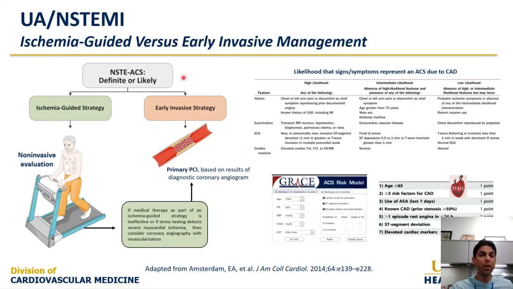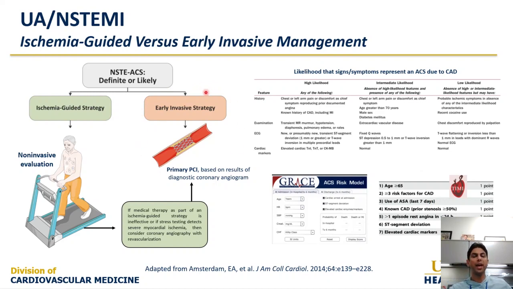And so we'll really think about an early invasive strategy for that patient. Another risk score is a TIMI risk score, where we look at all these parameters as listed here. And if your score is 3 or higher, that's considered high, where we really want to consider an early invasive strategy.